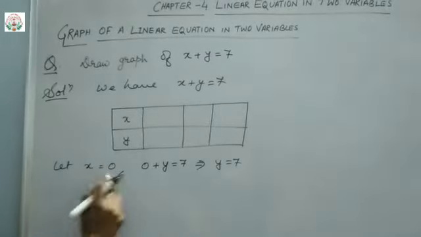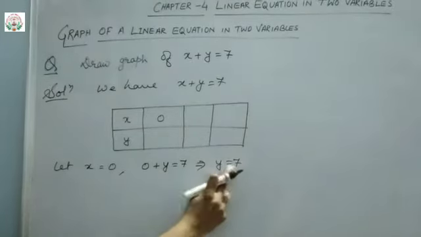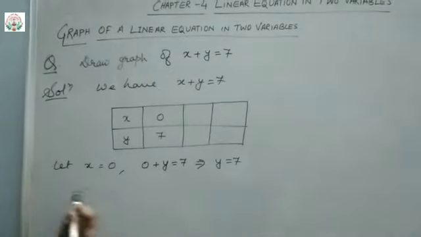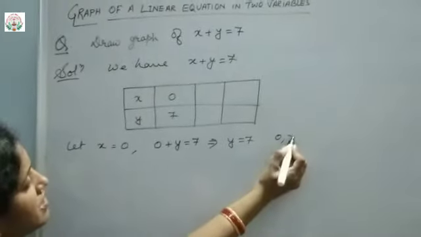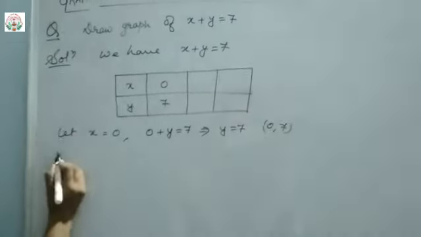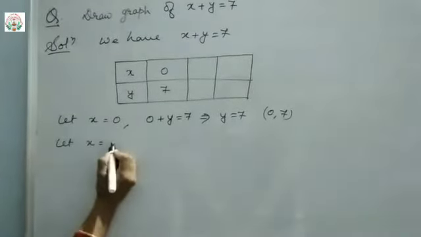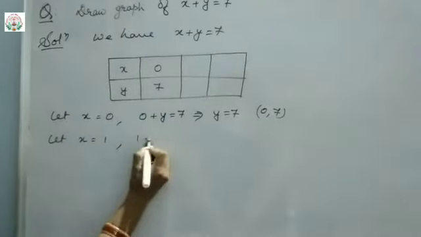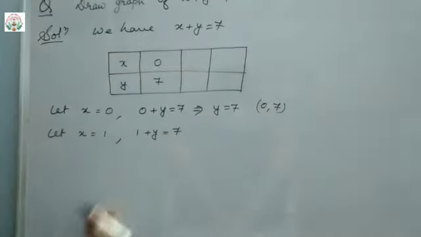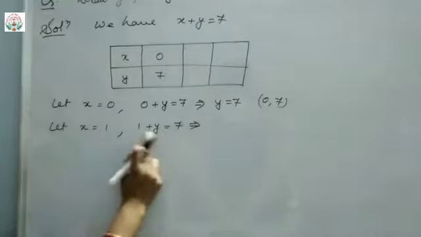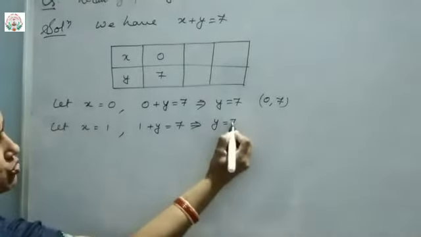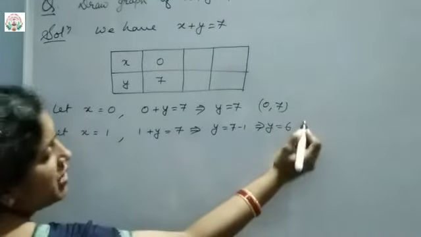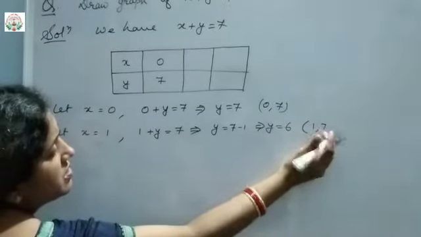That means when x is 0, what is my y value? That is 7. On solving the equation, we will get y as 7. Now 0 and 7 is the first point. Same way, let x equals to, suppose 1 I am taking. If x is 1, what will be my y value? See, 1 plus y equals to 7. Implies, now by transposing what you will get? y equals to 7 minus 1, implies y equals to 6. So what is my next point? x is 1, y is 6.